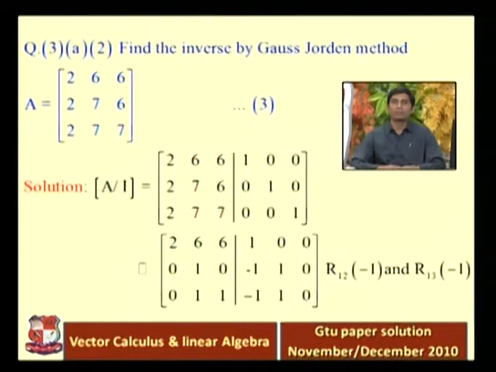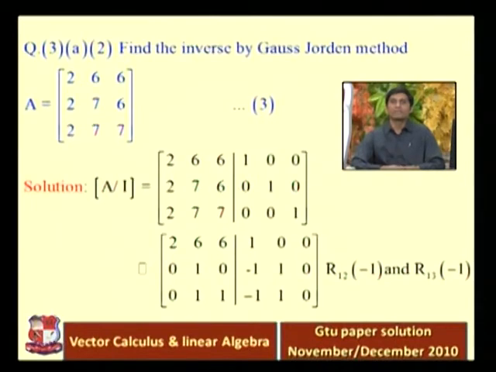We multiply the first row with minus 1 and add it to the second row and third row. That way, in the first column, after the first element, the second and third elements become 0, because in the first column all the elements are 2. Whenever we multiply the first row with minus 1 and add it to the second and third row, those elements become 0.